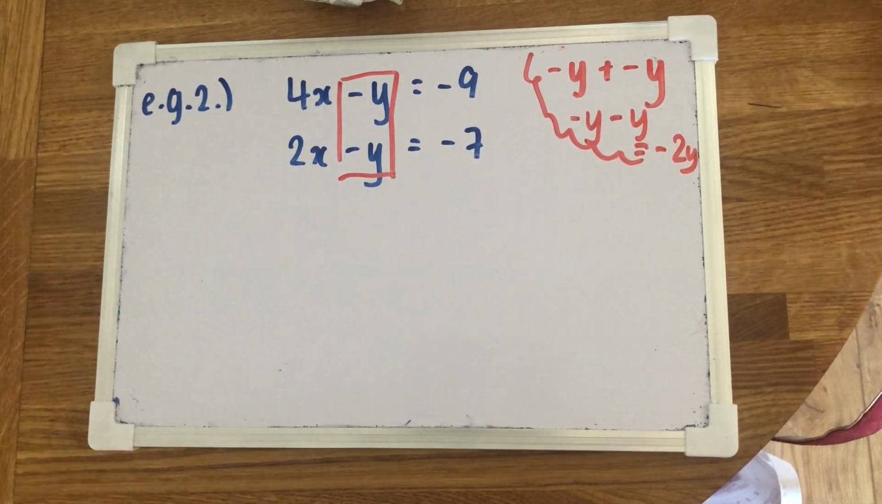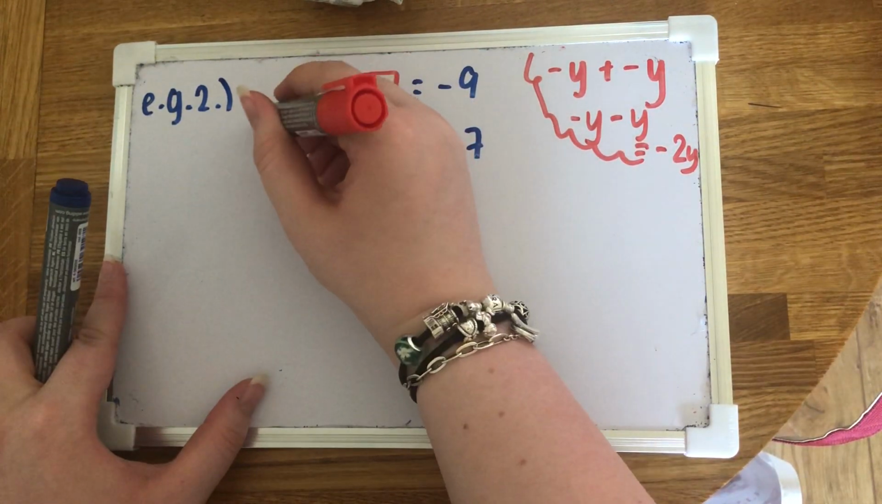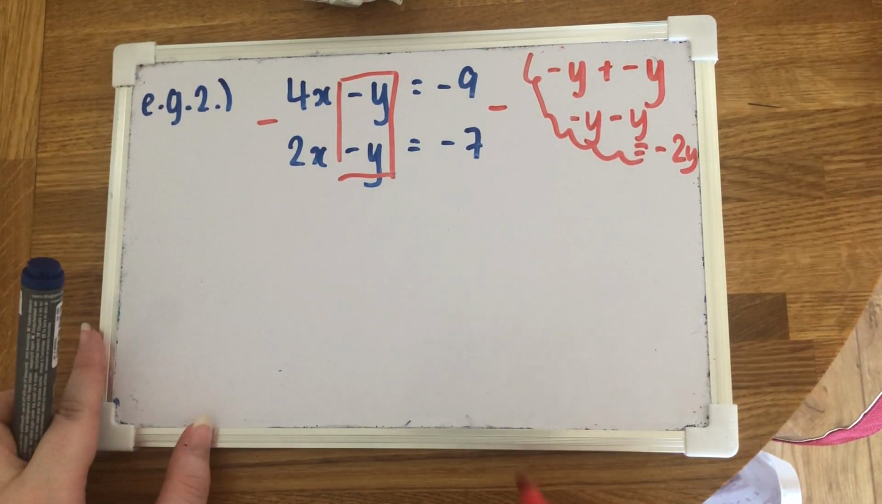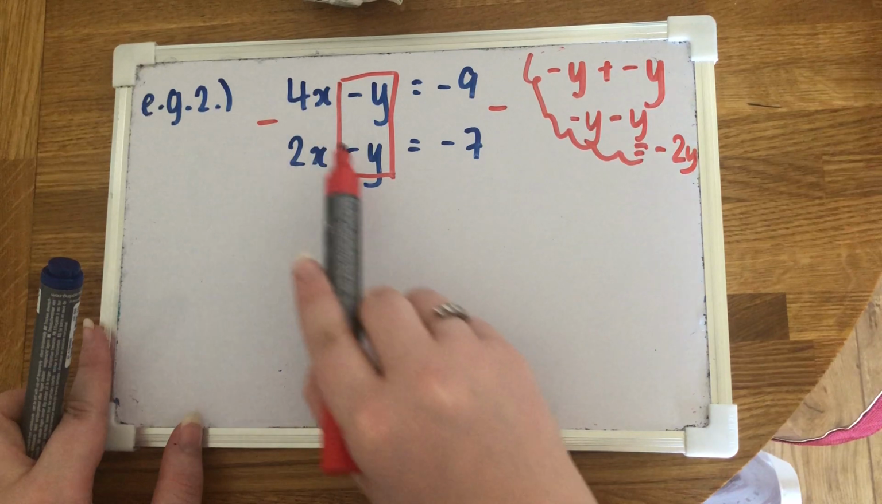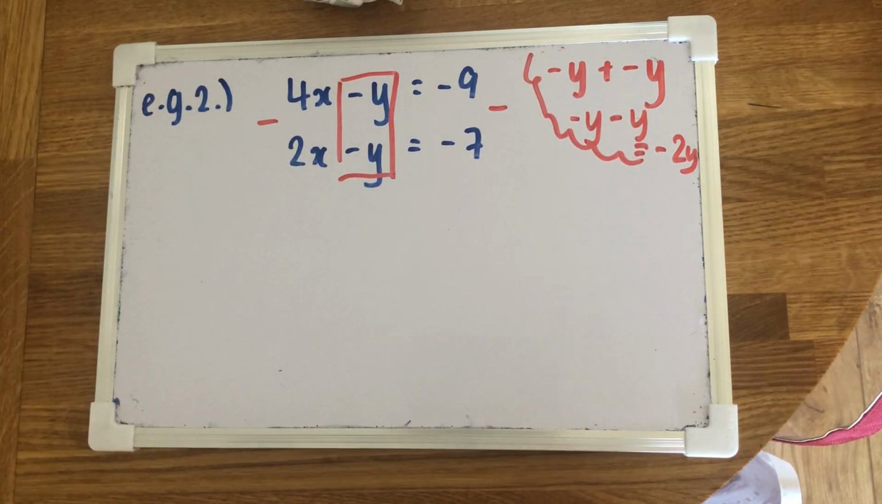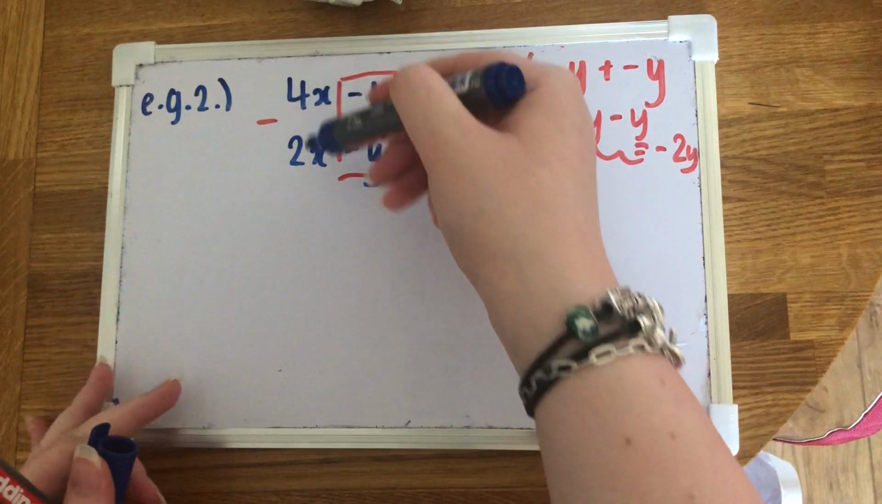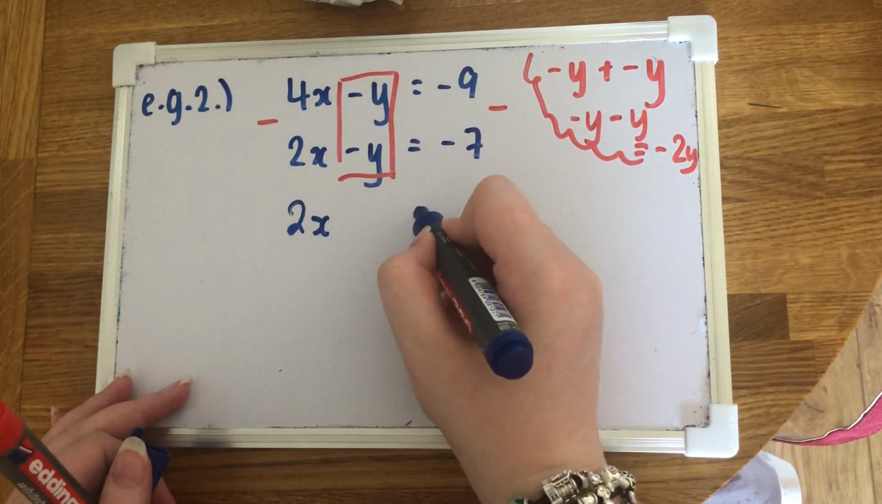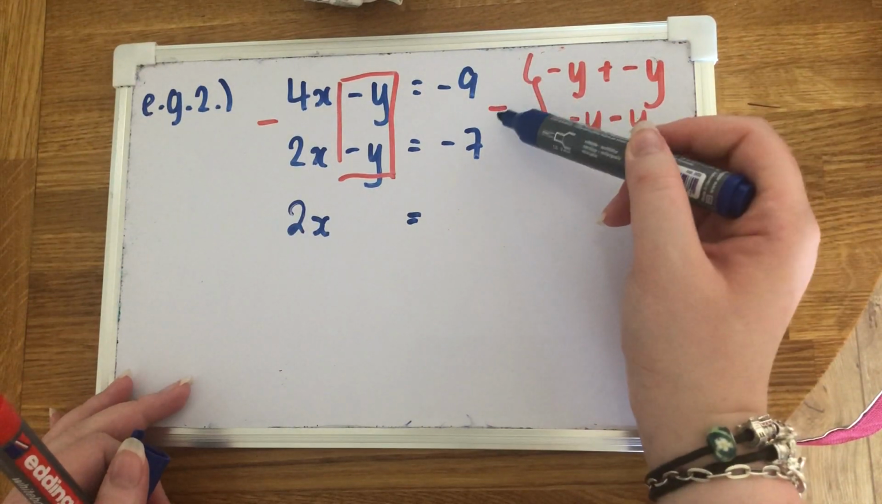Okay, so we don't need to add them, we actually need to subtract them away from each other. Okay, and the reason why is because you've got to subtract a negative. That actually means that you're going to add it on. So negative y add y would give you 0. Okay, so if we subtract them then, 4x take away 2x is just 2x. These would cancel. Okay, again, be careful with your negatives.